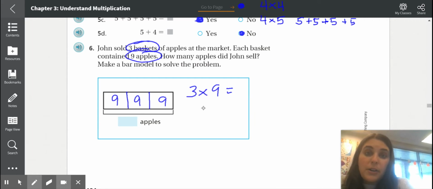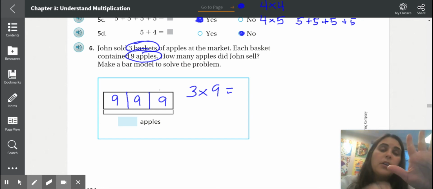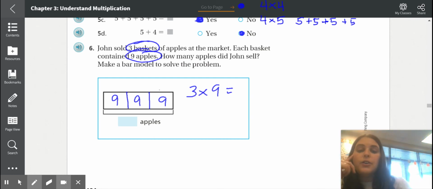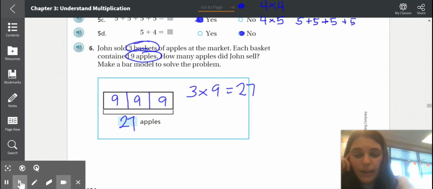Okay, so now we need to solve. There's lots of different ways you could do this. Because we have our bar model here, let's do repeated addition. Okay, 9 plus 9 is 18. 18 plus 9 more, we can count on. 18's in our hand. 19, 20, 21, 22, 23, 24, 25, 26, 27. So the answer is 27 apples. So 3 times 9 is 27. Okay, good job. Let's keep going.